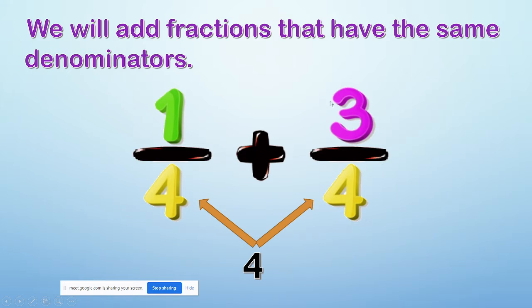There are also fractions that have different denominators. For example, the other one is 4, the other one is 5. But then you still add them. That is maybe for grade 5, grade 6. But for grade 3, for now, you're going to add fractions that have the same denominator. It means the same number at the bottom.